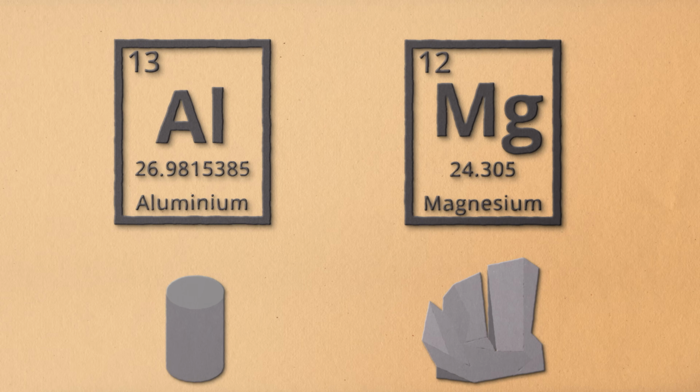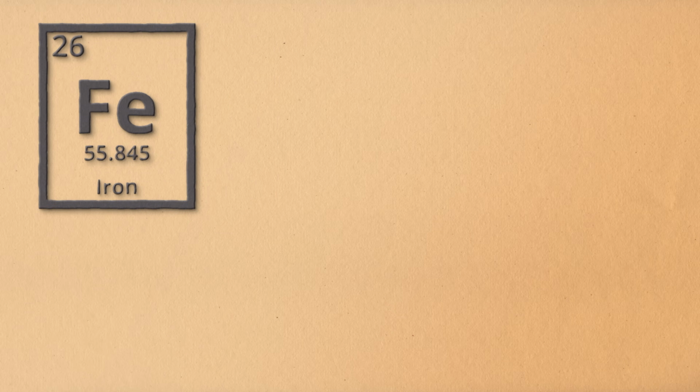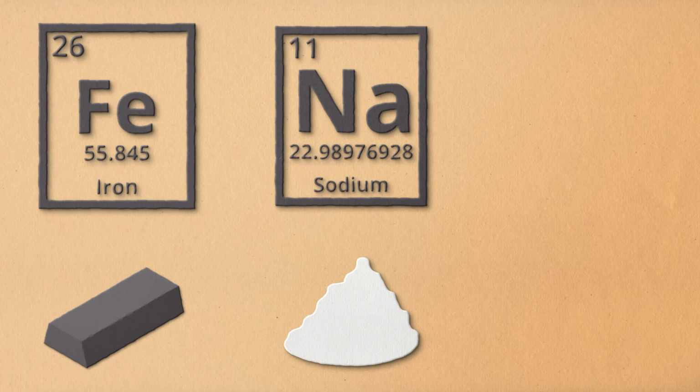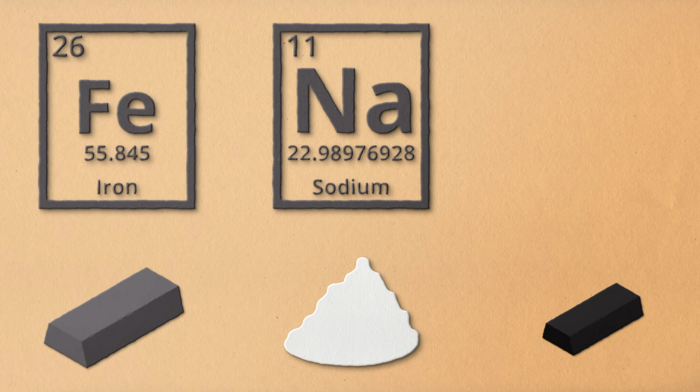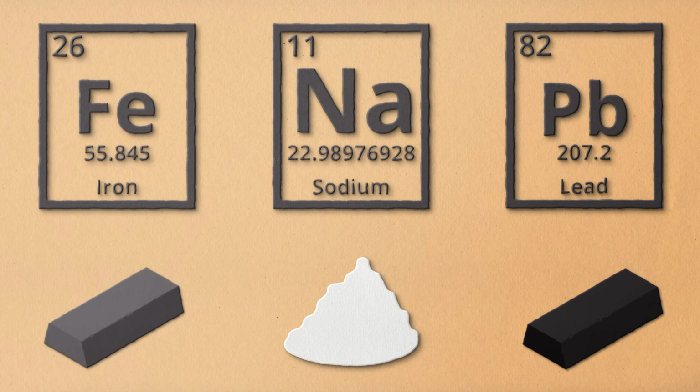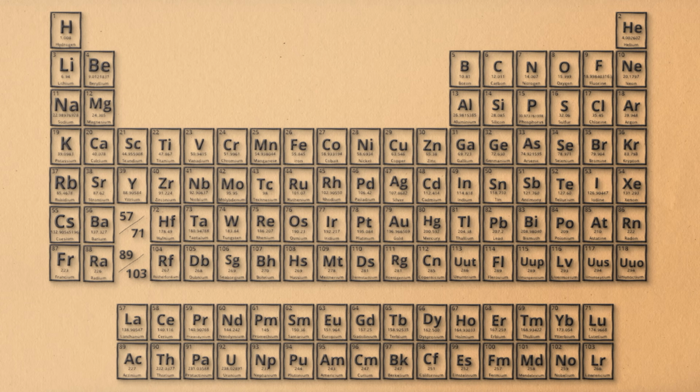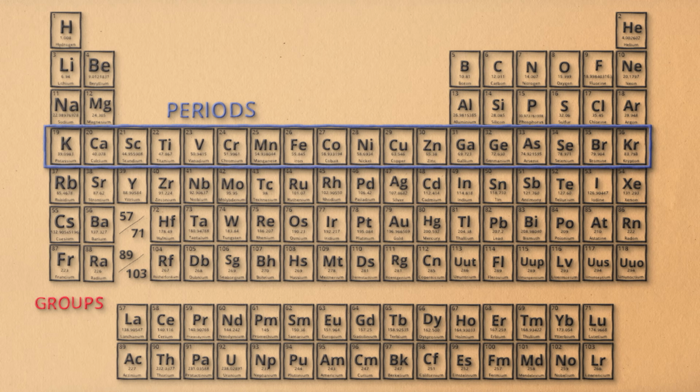In addition to that, there are some elements that are represented by their Latin names and not their English ones. For example, Fe is the symbol for iron, and it stands for its Latin name ferrum. The same goes for sodium, which is Na for natrium, and lead, which is Pb for plumbum. The periodic table is further divided into periods and groups. Periods are the rows of elements in a periodic table, and the groups are the columns.